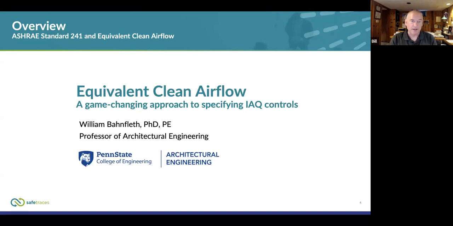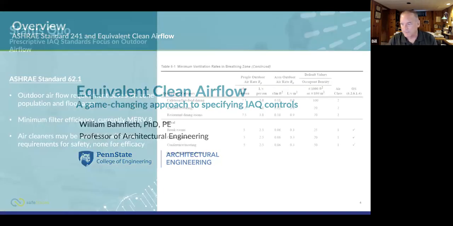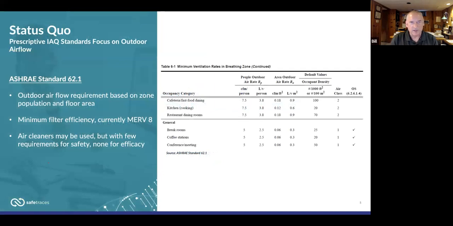The fundamental concept of Standard 241 is equivalent clean airflow, just as much as the fundamental concept of Standard 62.1 is outdoor airflow. So you've got to understand this concept, understand the standard, and everything kind of flows down from that. Let's jump right into the next slide.